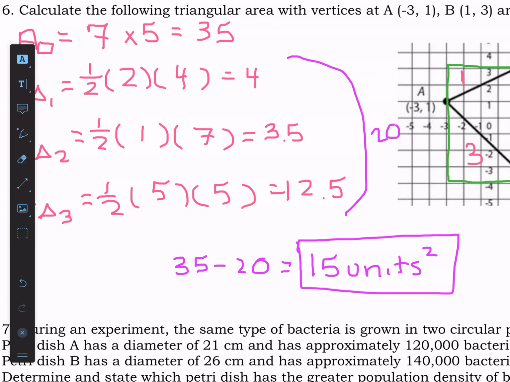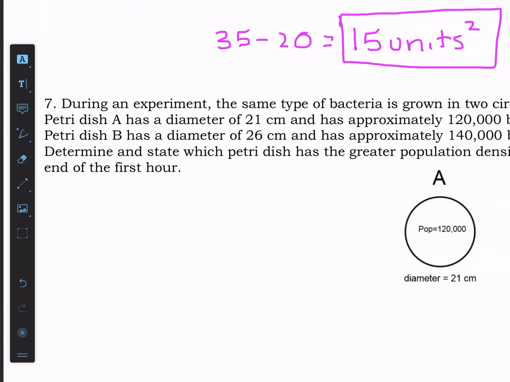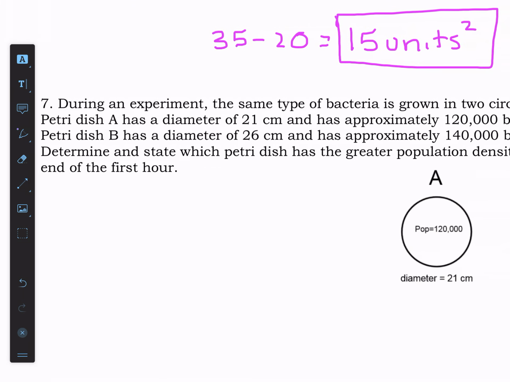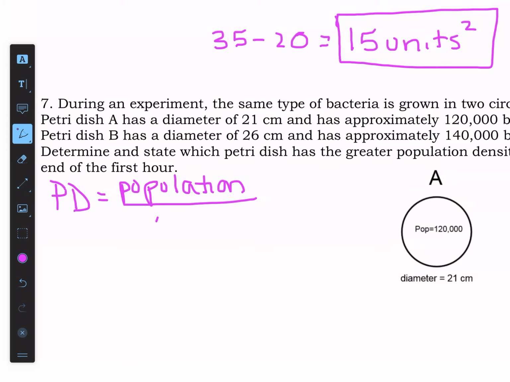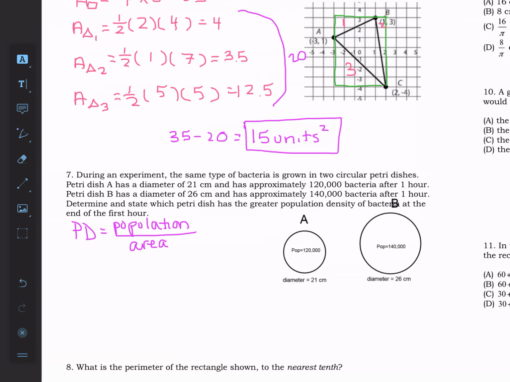Okay? All right. Moving on to number 7. So number 7 is a population density question. So this is the formula in this unit that you actually don't get. So you have to remember that the formula for population density is equal to population divided by area.